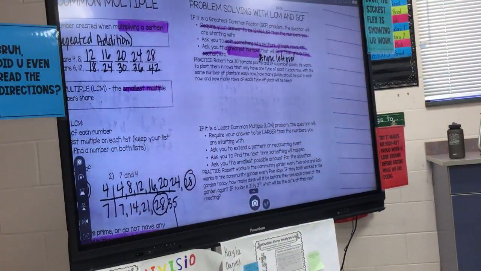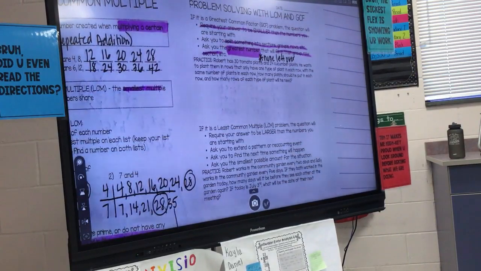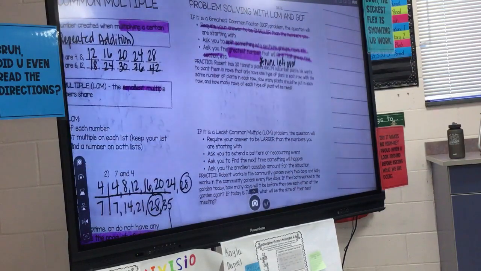All right? So, you guys are about to do this one on your own. It says Robert has 20 tomato plants and 24 cucumber plants. He wants to plant them in rows that only have one type of plant in each row, with the same number of plants in each row. How many plants should he plant in each row, and how many rows of each type of plant will he need? So annotate, solve, stand up when you're done.